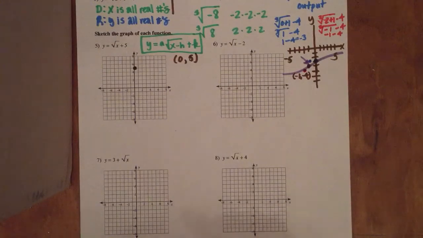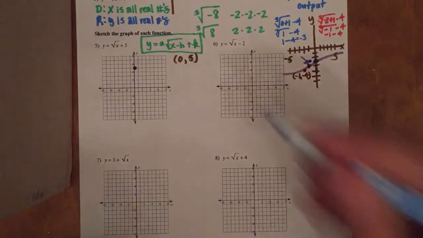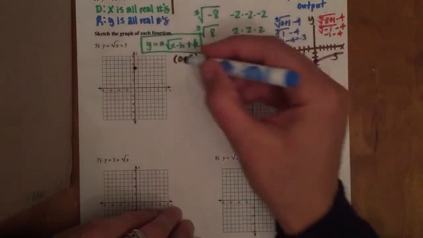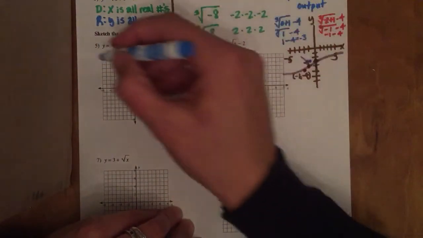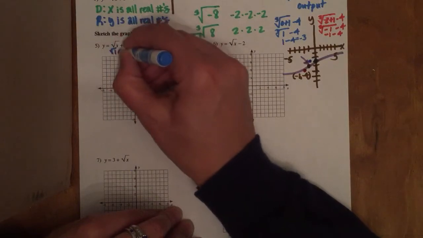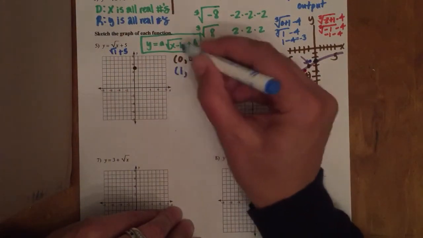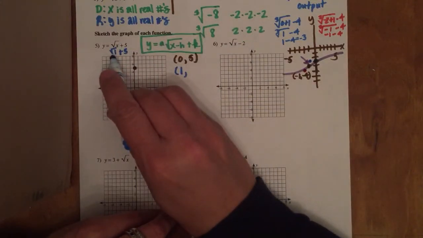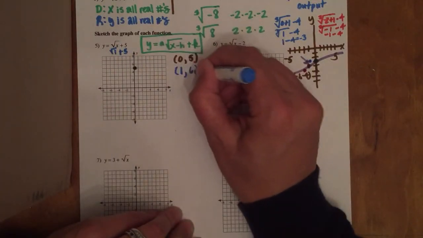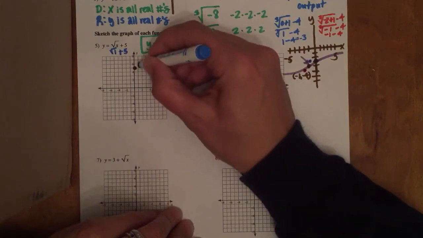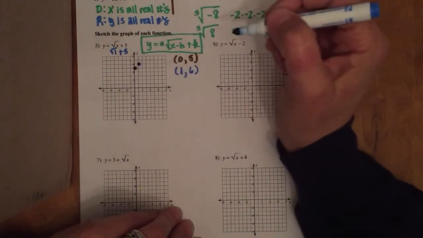So let's pick some values on either side of 0. Let's plug in 1. So if I plug in 1, I have the square root of 1 plus 5. The square root of 1 is 1. 1 plus 5 is 6. So I have a point at 1, 6.